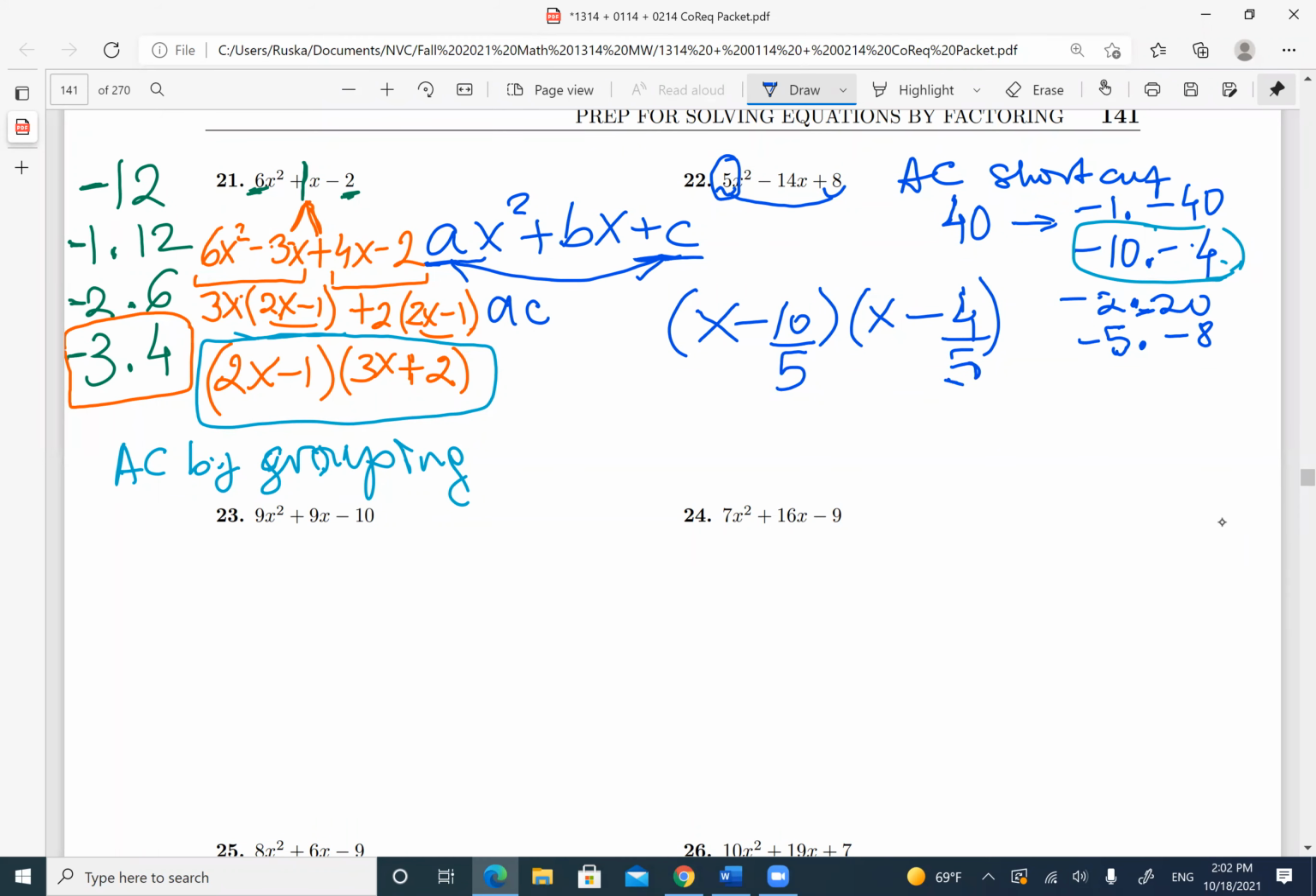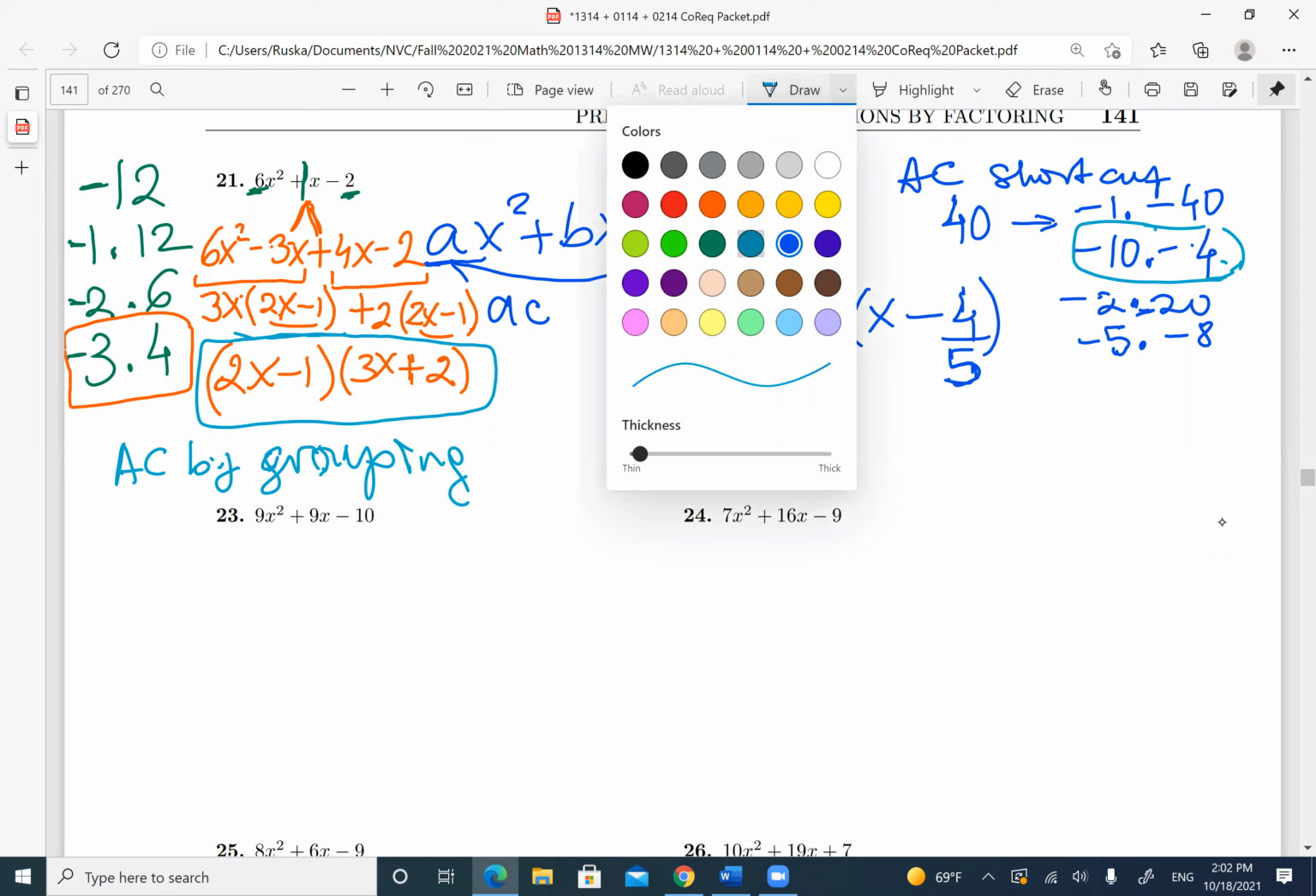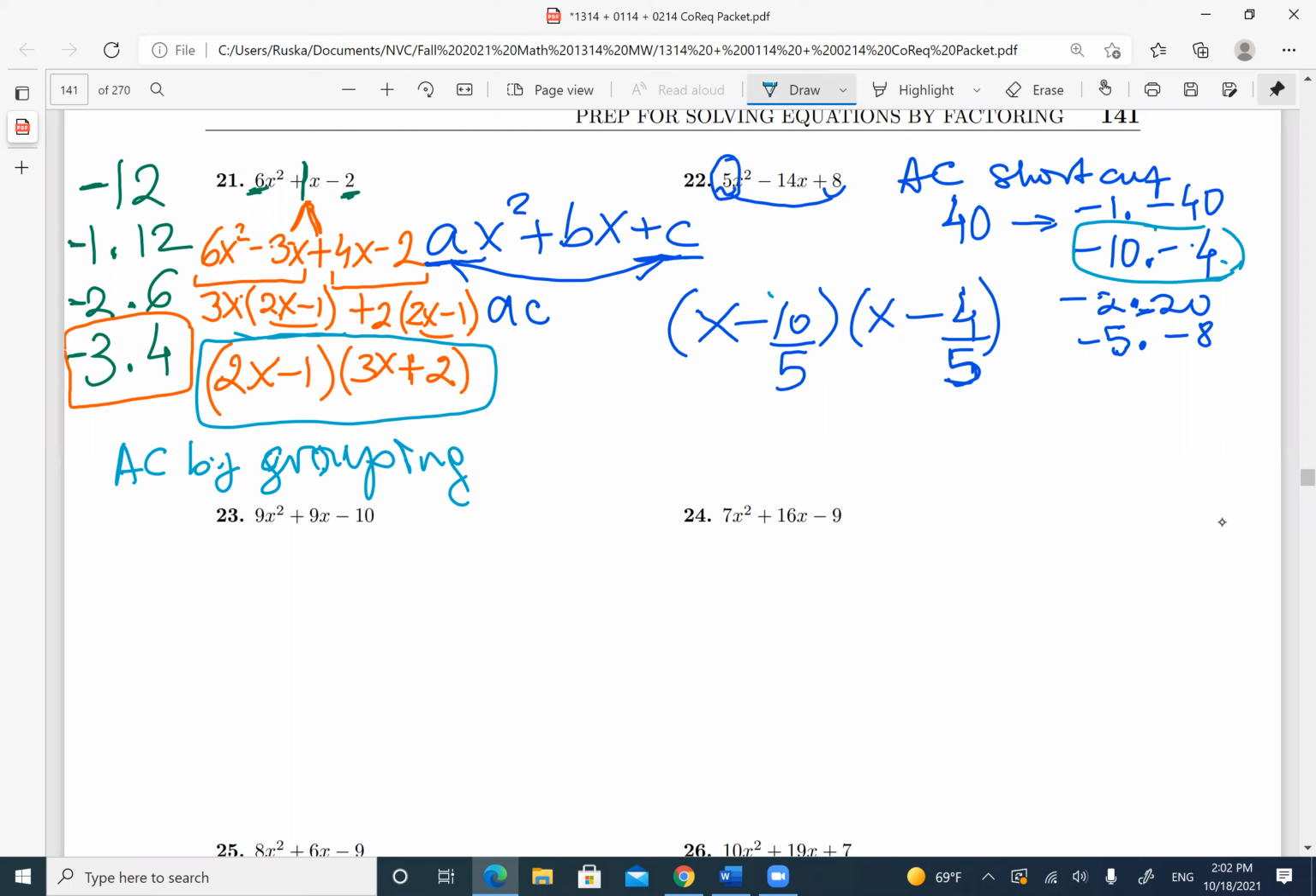And then what you do from here, you reduce if you can. 10 and 5, you can just divide, so it's gonna be 2, right? And 4 and 5 doesn't reduce. So if you can reduce the fraction, you move the 5 in front of the X. So the final answer is gonna be X minus 2, that's my first factor, and then 5X minus 4. And that's it, that's your factor completely.